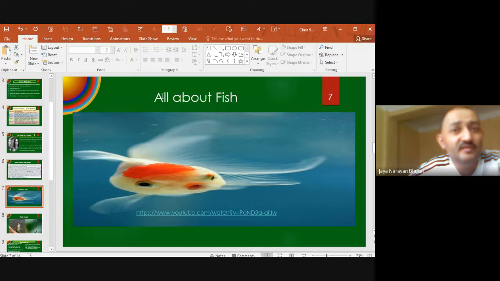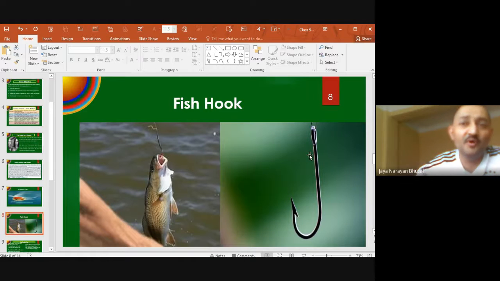Okay, this is a fish, all about fish. I'm not sharing the YouTube video now because again, if I share, it stops everything. All right, let's go to the poem. The poem talks about Hook, and Hook plays the role of a billionaire, right? So this is Hook.